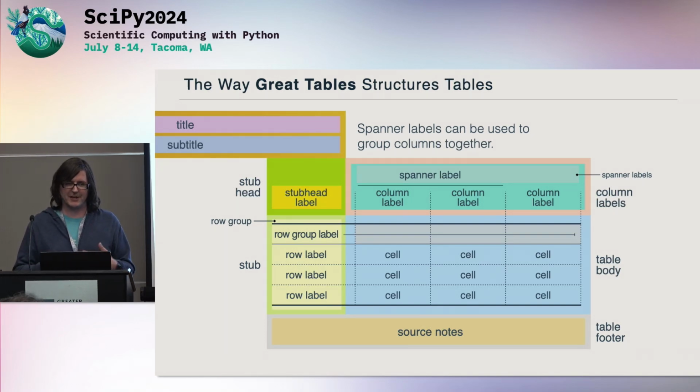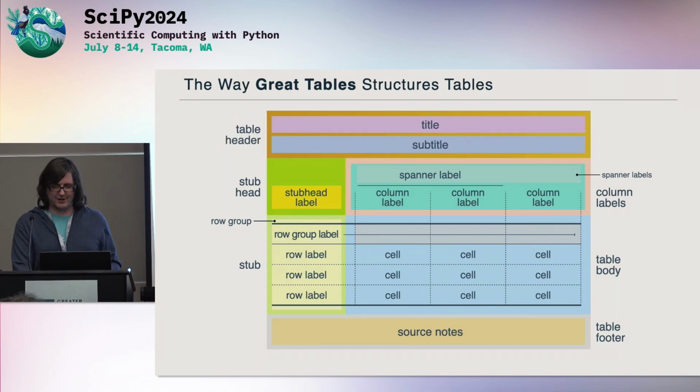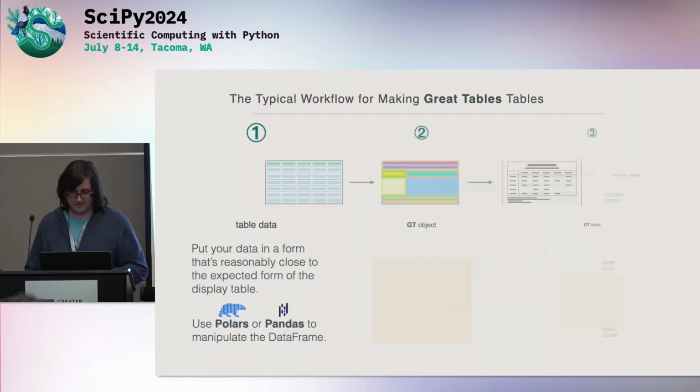We see this all the time in tables printed in, say, journals, for instance. So we call those spanner labels. You can have unlimited levels of those above the column labels. So yeah, that's how Great Tables looks at a table, and this is used all throughout the API.